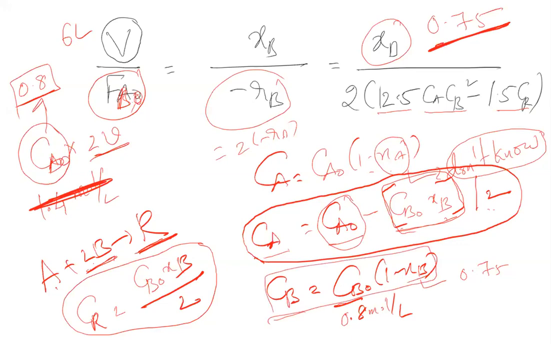And what is CR? If you see from the equation, CR is the amount of B reacted divided by 2. So substitute all the things, and you will get the answer.